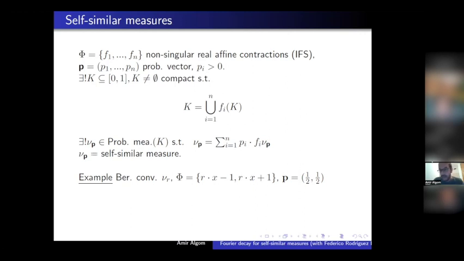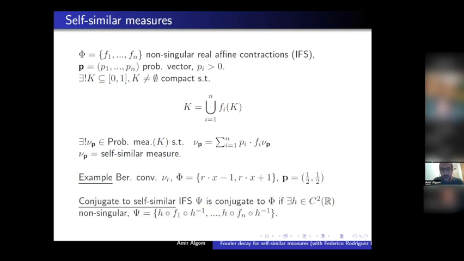One final thing that I want to define is what I mean by conjugate. So an IFS is conjugate to self-similar if there's a C2 map H such that, up to changing coordinates according to H, it is self-similar. So this is the exact definition. By the way, H can be affine for these, and it will be affine in a moment.